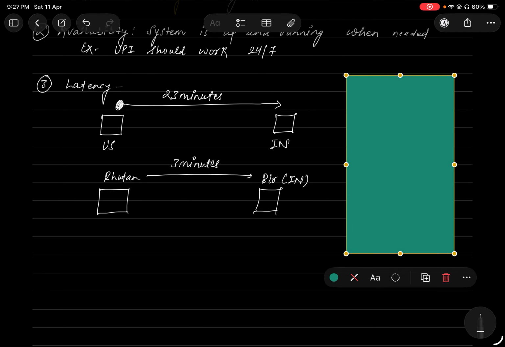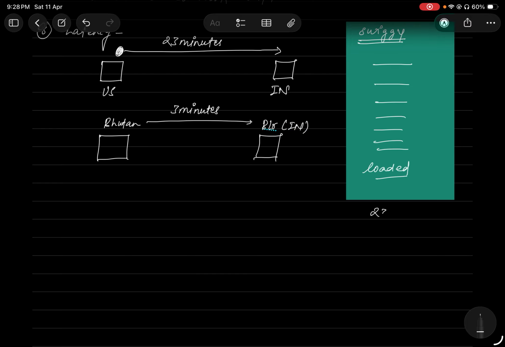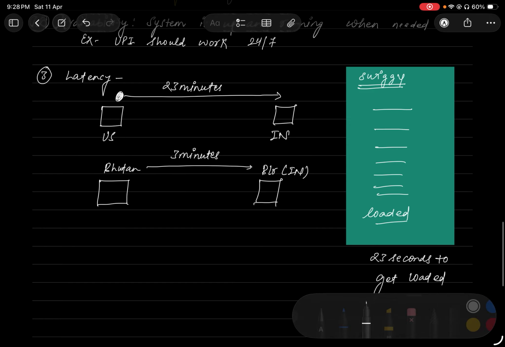Now what happened? There are two persons, person one and person two. On person one's interface, the restaurants are coming too early. The moment he opened the app, it gets loaded, and it takes 23 seconds to get loaded.